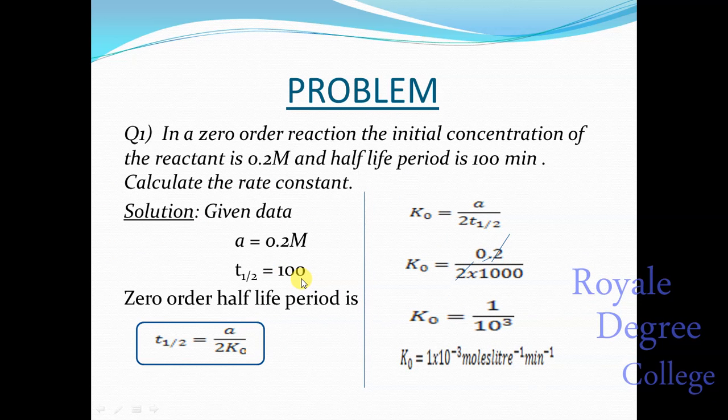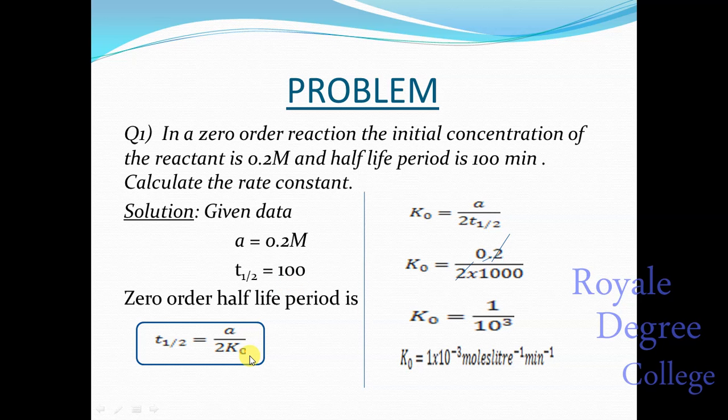Now we will see the problems. The first problem is: in a zero order reaction, the initial concentration of the reactant is 0.2 M and the half-life period is 100 minutes. Calculate the rate constant. Here we don't know the rate constant, and we are going to calculate it. In the solution, the given data is: A, the initial concentration, is 0.2 M, and the half-life period is 100 minutes.